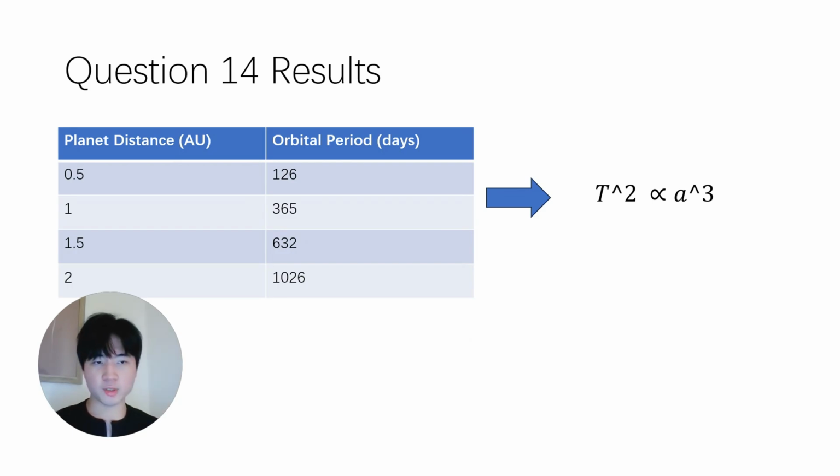When we plot the orbital period against the orbital distance, we see that as the distance increases, the period increases very rapidly. This confirms that the square of the orbital period is proportional to the cube of the semi-major axis. It confirms Kepler's third law, just like the real planets in the solar system.